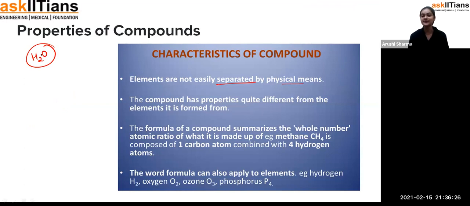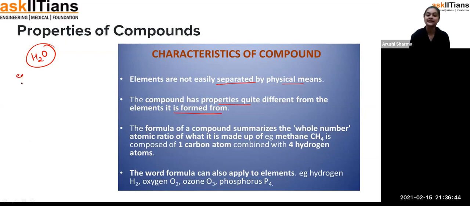Or will you be able to separate them, like if there is water in front of you and you are separating out hydrogen from it and oxygen from it? Exactly not, because we can't physically separate the elements present in a compound. The compound has properties quite different from the elements it is formed from.